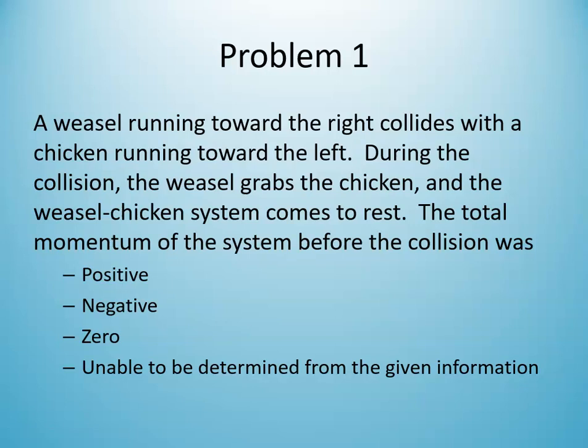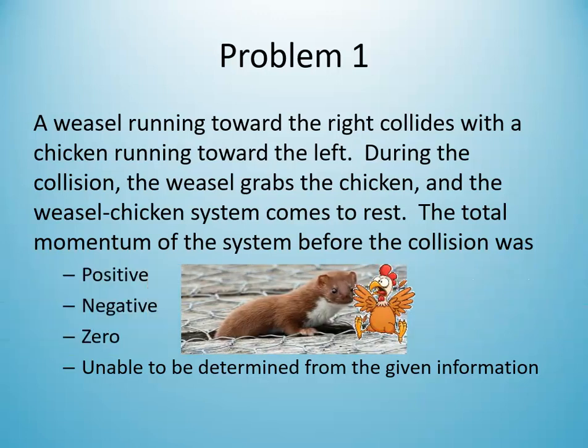So this is going to be commentary of my going over the solutions to problems that students were recently given as review for the impulse and momentum unit. So the first problem, we had a weasel running toward the right colliding with a chicken running toward the left, and during the collision the weasel grabs the chicken and the chicken-weasel system comes to rest. So the question is, what was the total momentum of the system before the collision?